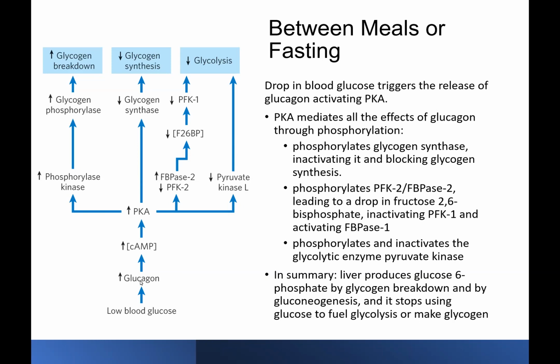Well, glucagon is the hormone that will be signaling through that cascade we looked at, signaling through a cell receptor, to raise the levels of cAMP. That in turn will raise the levels of PKA, and that will do a couple of things. That will increase the phosphorylase kinase activity that gives us the glycogen phosphorylase a form, the active form that stimulates glycogen breakdown.